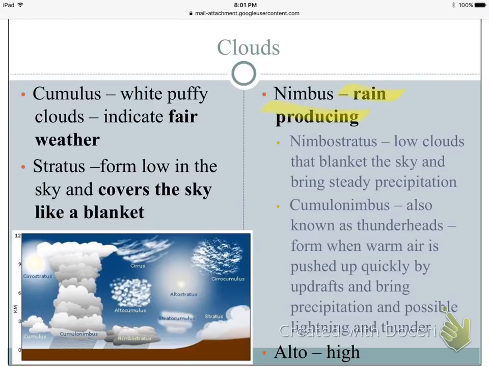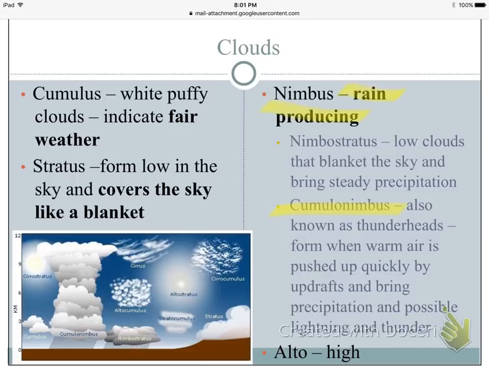Same for cumulonimbus, which is a big cloud name you need to remember. These are known as thunderheads because these are the clouds that bring our bad weather, like thunderstorms. They form whenever warm air is pushed up quickly by updrafts. And they bring precipitation, lightning, thunderstorms, that kind of stuff.